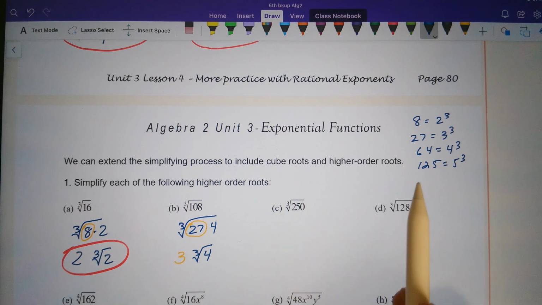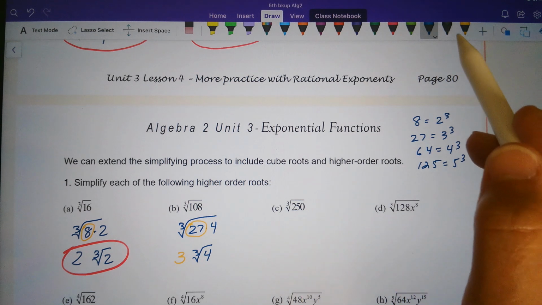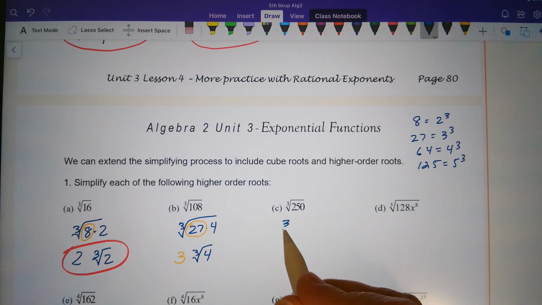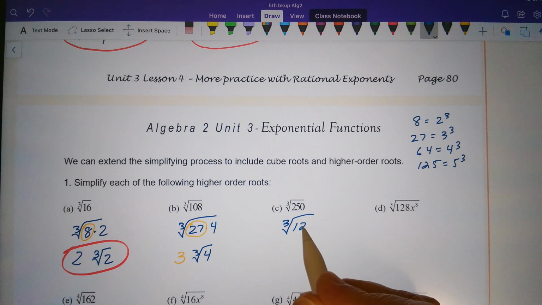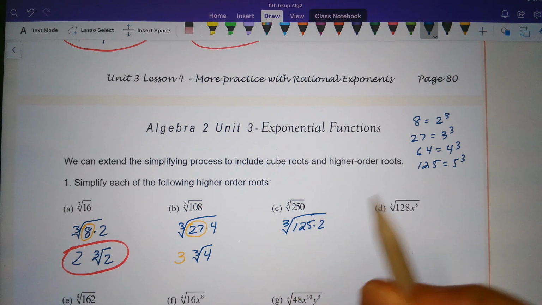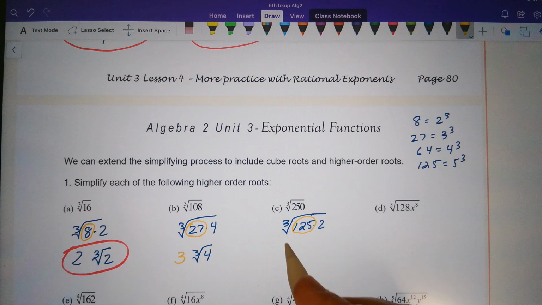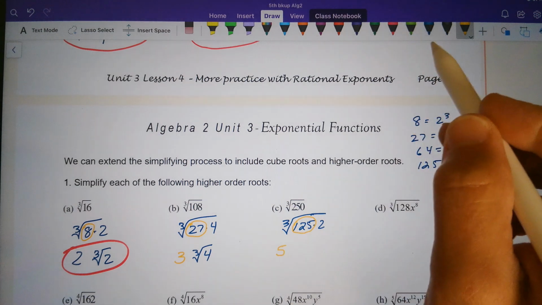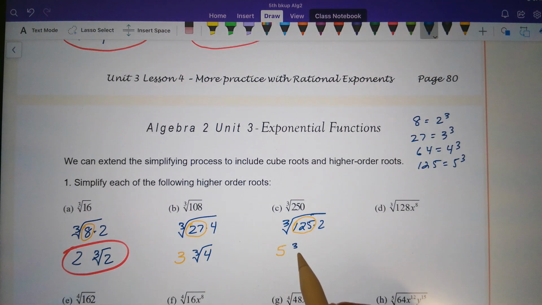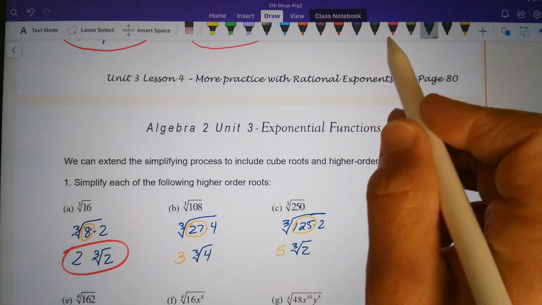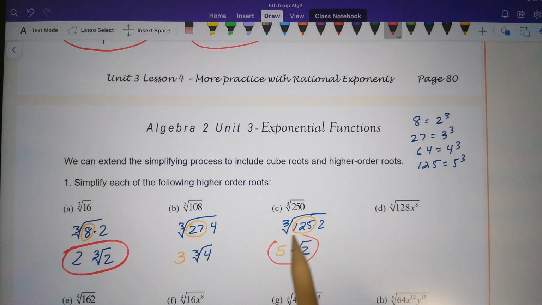Cube root of 250, 125 times 2 is 250. Circle what's the perfect cube. Out comes its cube root. Cube root of 125 is 5. And what's not circled remains. So 5, cube root of 2. Go back and circle these.